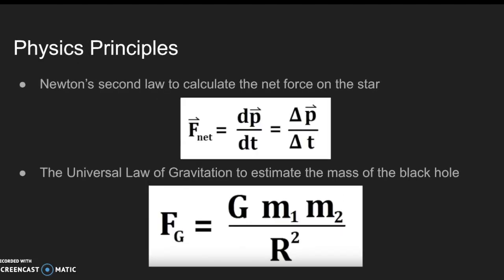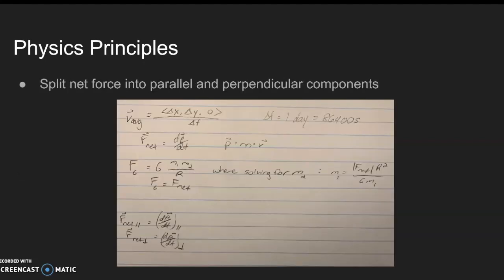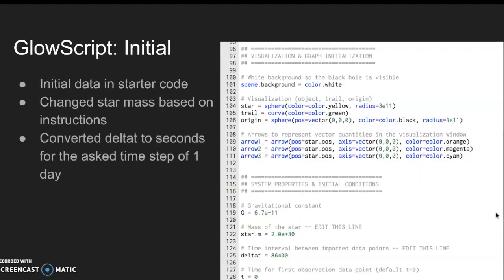A few key physics principles for this lab include Newton's second law, which is that the F net is equal to the change in momentum over the change in time, and the universal law of gravitation, which is used to estimate the mass of the black hole, where the force of gravity is equal to a constant G times the two masses divided by the square of the distance between the two. I was told to split the net force into the parallel and perpendicular components, where the F net parallel is equal to the change in momentum over the change in time parallel, and the F net perpendicular is the change in momentum over the change in time for the perpendicular.